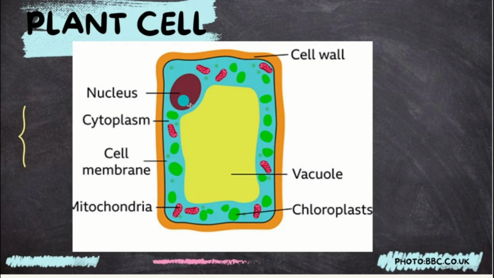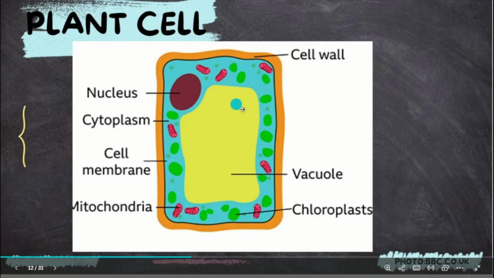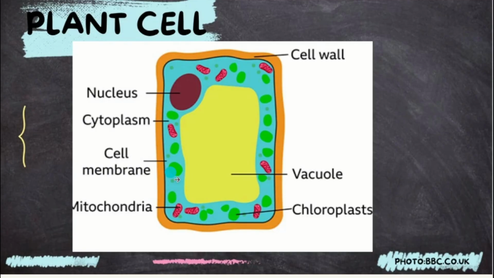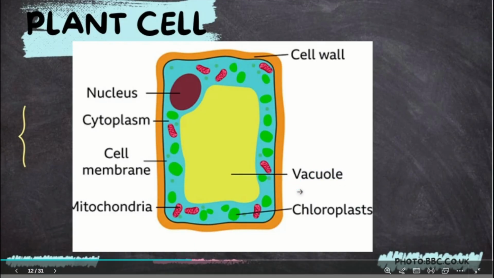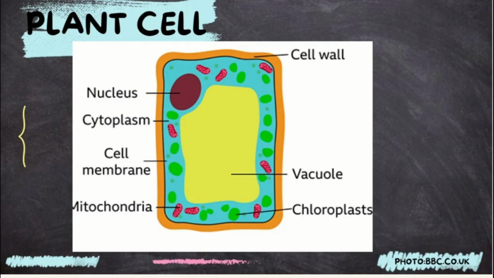This is the nucleus, right? It controls the cell. Cytoplasm is that same jelly-like substance that holds the contents of the cell. This is the cell membrane that controls what moves in and out of the cell. The mitochondria: respiration, powerhouse, produces energy. Then we have this extremely large vacuole, right? This is a very big vacuole.